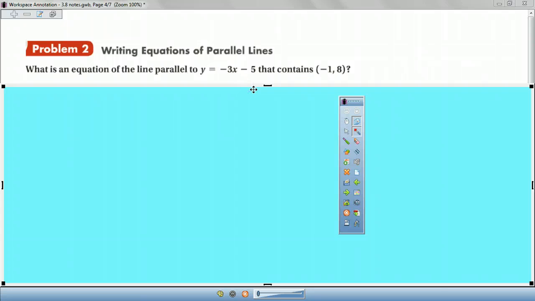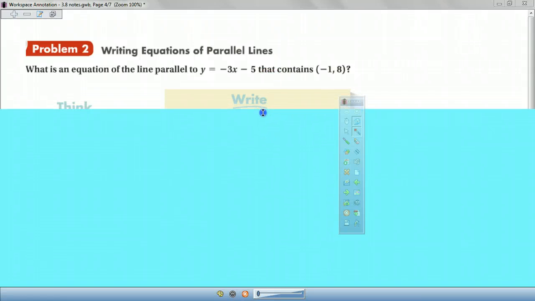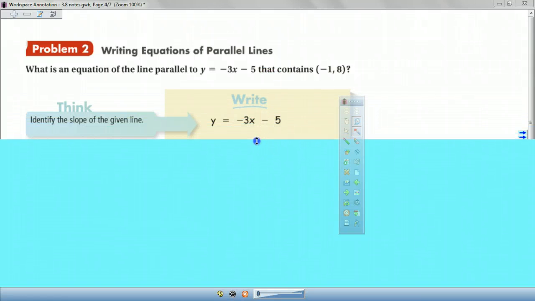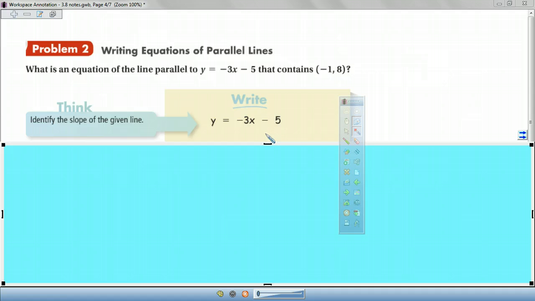What's the equation of the line parallel to y equals negative 3x minus 5 that contains the point negative 1, 8? Okay. So we have to think and write. First thing we got to think of, we got to find that slope. First thing we always have to do when we write the equation of a line, you got to find that slope, because that's what distinguishes it from other lines. So, we find the slope.